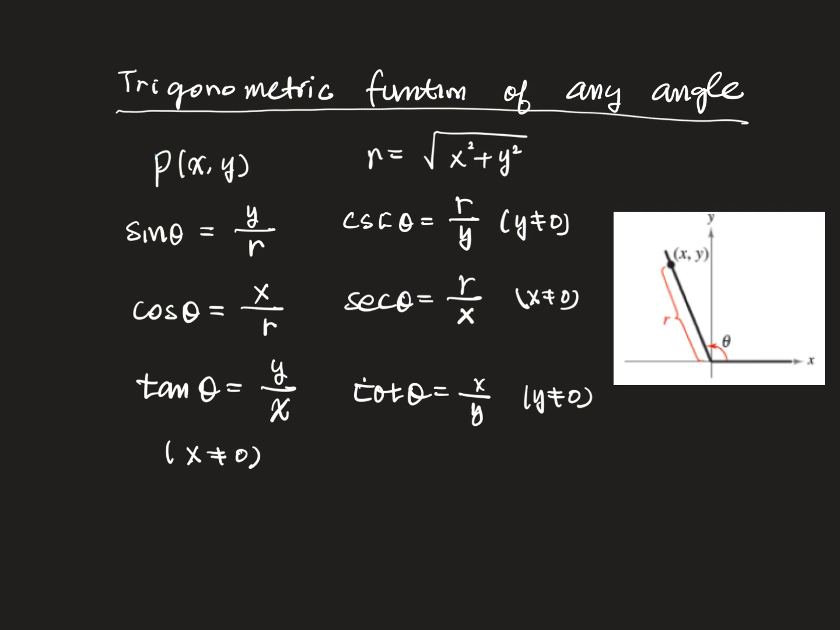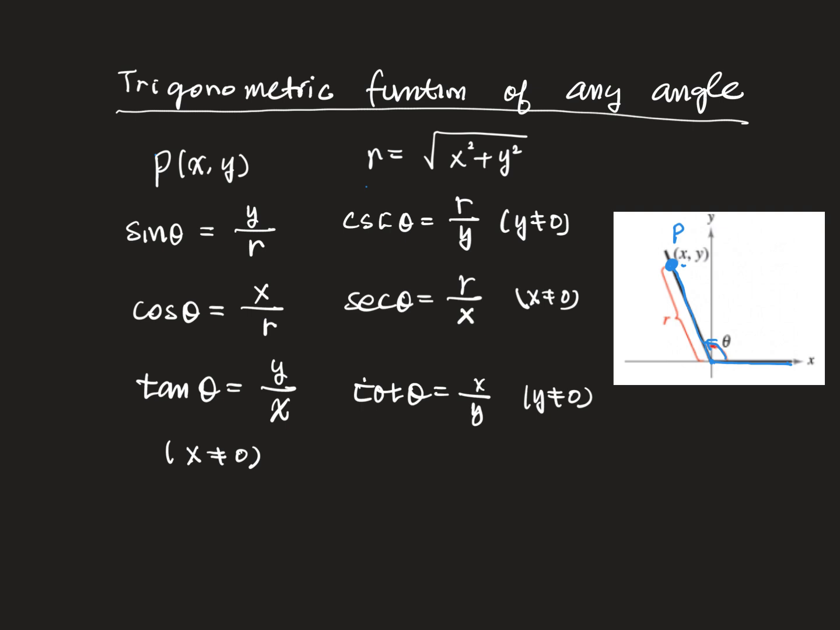First, you plot the point x and y on the coordinate plane. Then, this is the initial side, and this one is the terminal side. This is going to be angle theta. Then find r. r is the distance between the point P and the origin, which is the square root of x squared plus y squared.